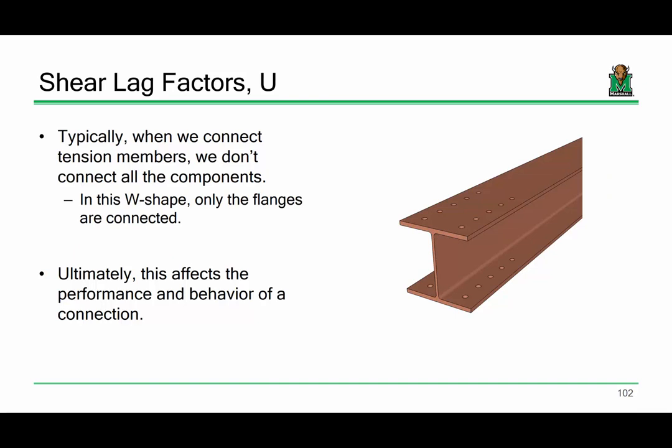Now, typically when we have a tension member, we don't connect all of the cross-sectional components. By all the cross-sectional components, I mean take a look at this. We have an I-beam or a wide flange, and we have the flanges connected, but not the web. Does everybody see that? That's very common, to not connect every component. Usually it goes along with how the structure is connected and how that fits into the geometry of the associated members. But ultimately, that connection scenario and how you transfer load affects how the connection performs.